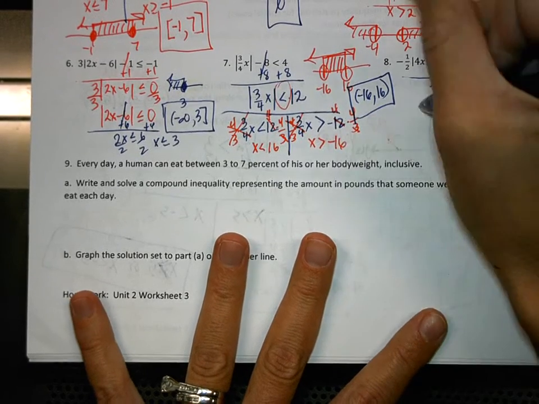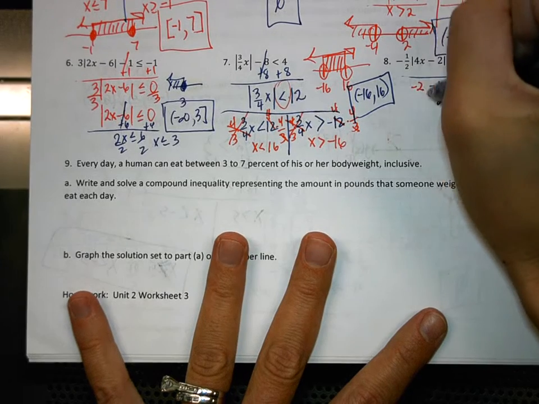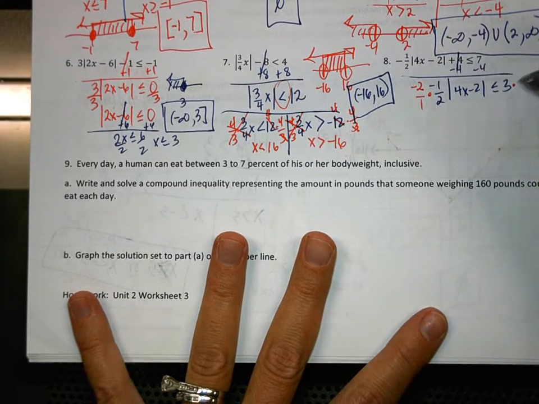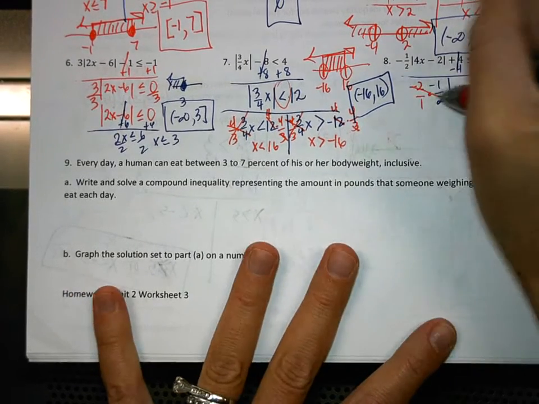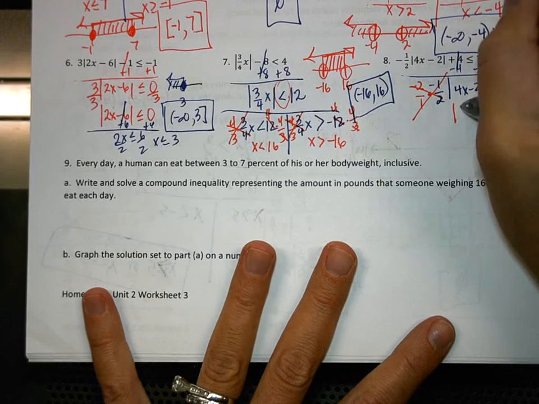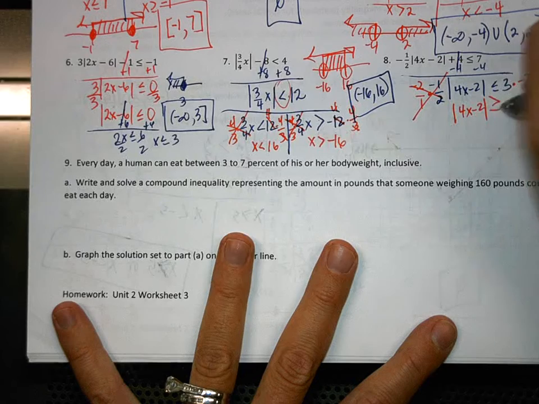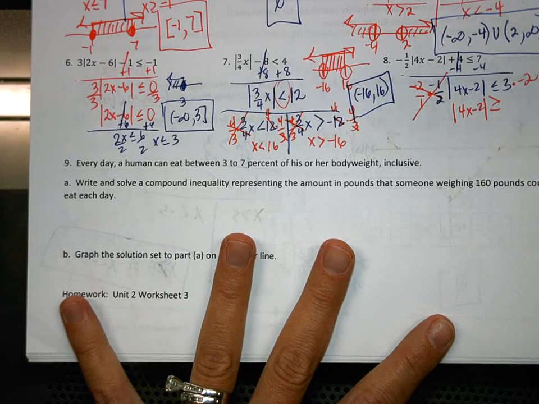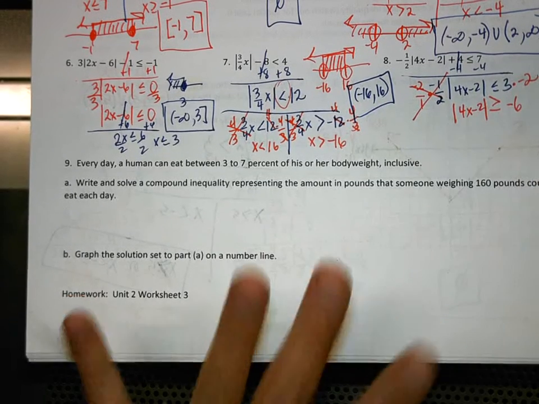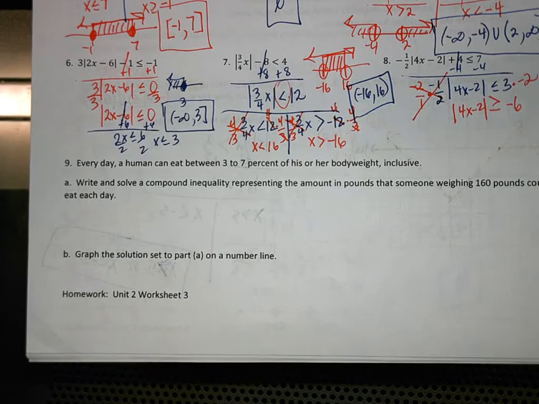Good. Multiply by negative 2 or negative 2 over 1 to both sides. So since I'm multiplying by a negative, what do I have to remember to do? So it's going to be greater than or equal to, and 3 times negative 2 is? Okay, since I have a negative number, my answer will either be what two answers? No solution, all reals. Very good. No solution or all reals.